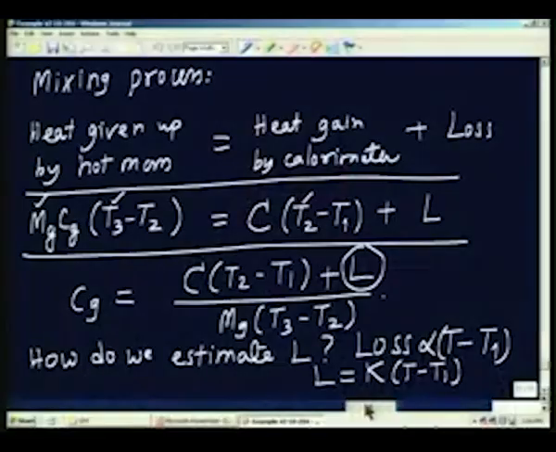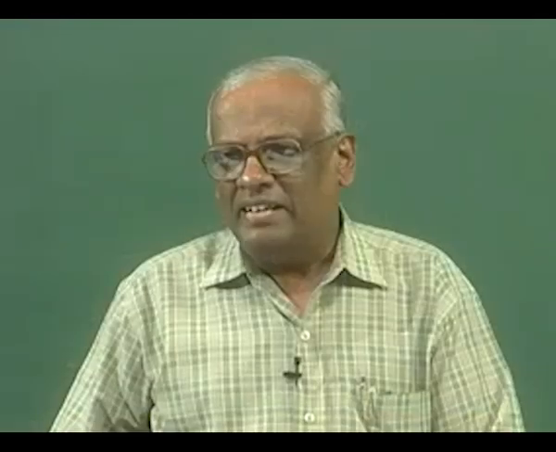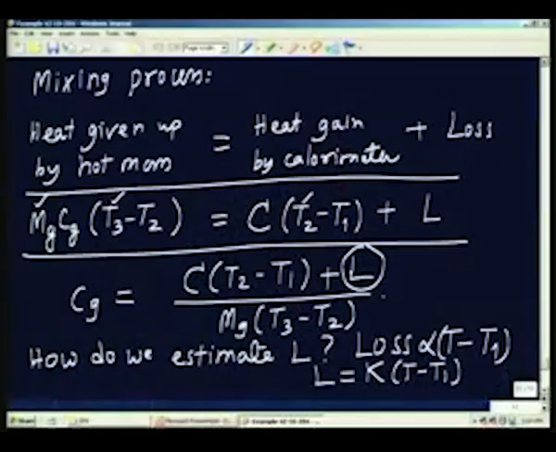In fact, I have derived the expression for the specific heat of the material, in this case the glass beads, equal to C into (T2 minus T1) plus L, where capital C is the heat capacity of the calorimeter itself with its contents, and L is the loss. The second term in the numerator is the loss term, which needs to be estimated by the cooling process. The denominator consists of the mass of the glass beads multiplied by the temperature change from the higher temperature to the lower temperature.